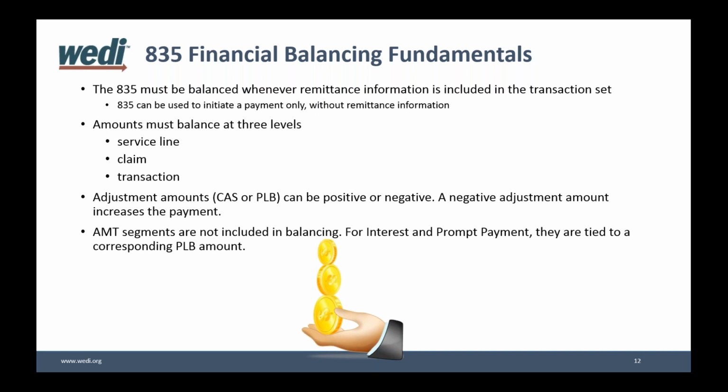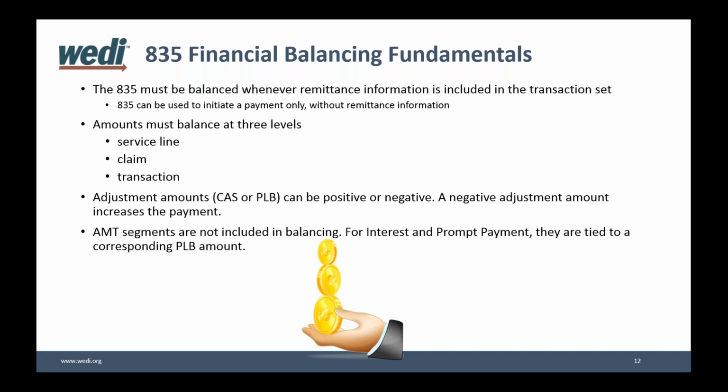But when there's remittance advice, all of these levels have to balance. The 3 levels of balancing are service line, claim, and transaction, and they must balance at all of these levels. The adjustment amounts in the CAS or PLB segments, as Pat mentioned, can be positive or negative. The negative amount increases the payment.